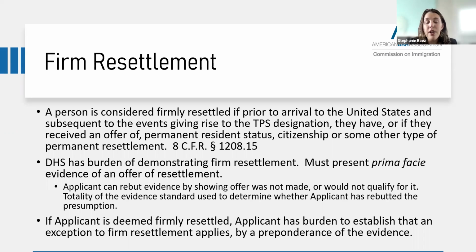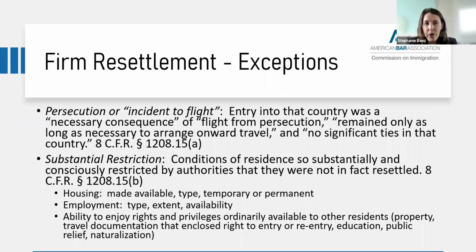But ultimately, if your client is deemed to have been firmly resettled, even that's not a total bar to TPS, because your client has the opportunity to establish that there was an exception to firm resettlement that applies, so that they still are able to qualify for TPS. So let's break that down a little bit further. If there is a designation of firm resettlement, then these two exceptions could apply.